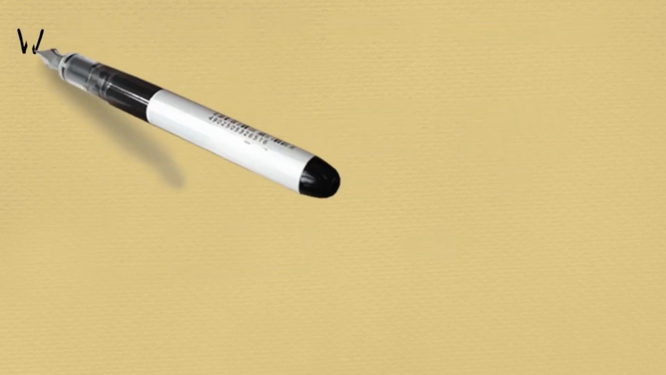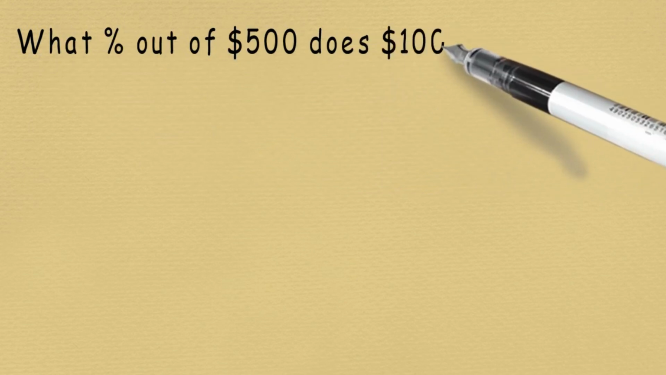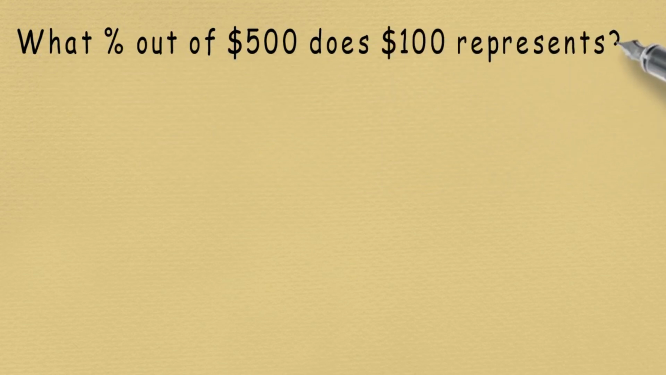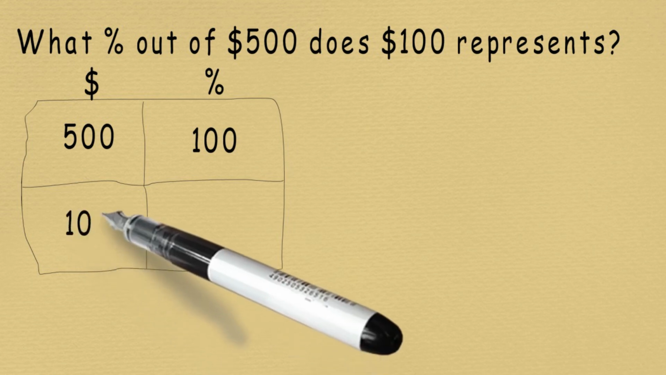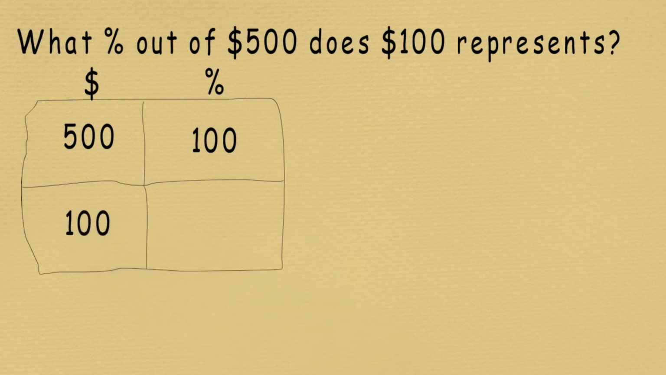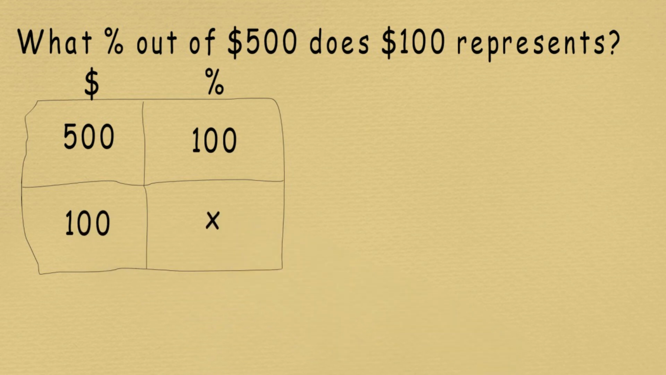Now let's look at this final example. What percentage out of $500 does $100 represent? So again, I do the first step, which is sketch my window box. Now, $500 corresponds to 100%. So I write 500 next to 100 in my window box. And underneath the 500, I write 100. And 100 corresponds to some percentage out of 500. So I write an X because I don't know what the percentage is.